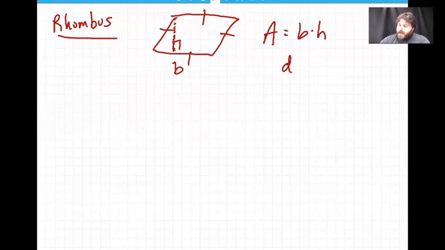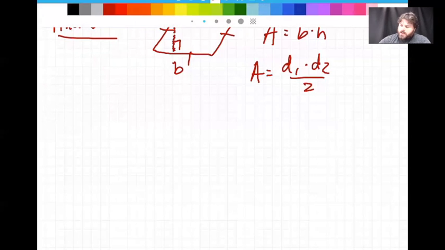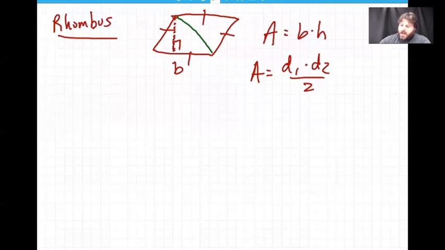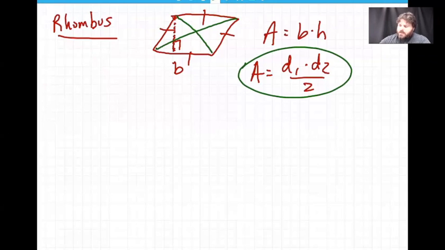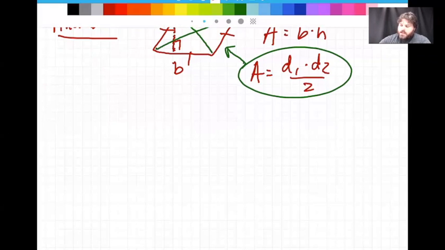Also, don't forget your diagonal trick: diagonal 1 times diagonal 2, cut in half. That's also the formula where the diagonals would be these green lines right here. The length of the diagonal times the length of the diagonal, all the way across, okay? That's another way to see that.